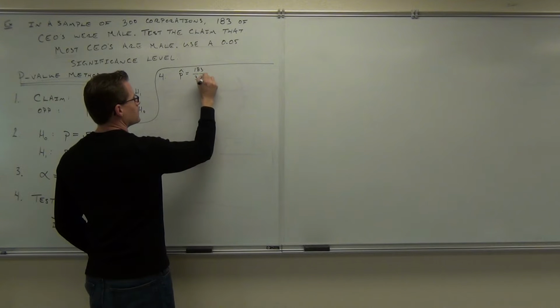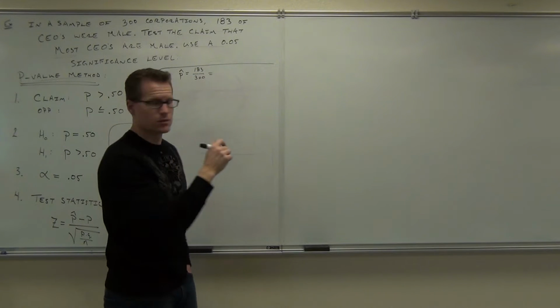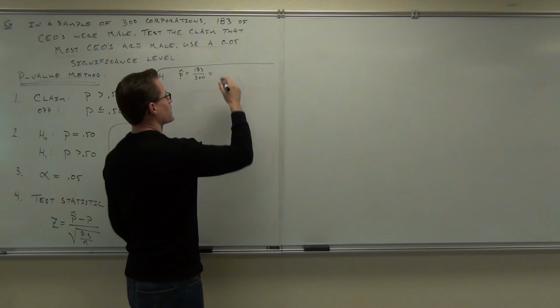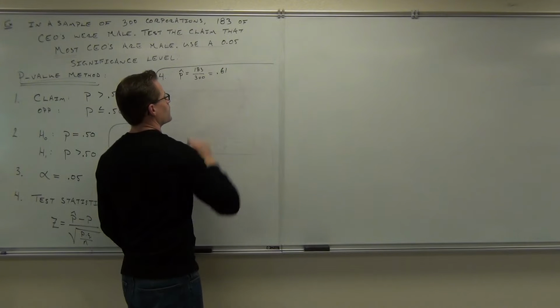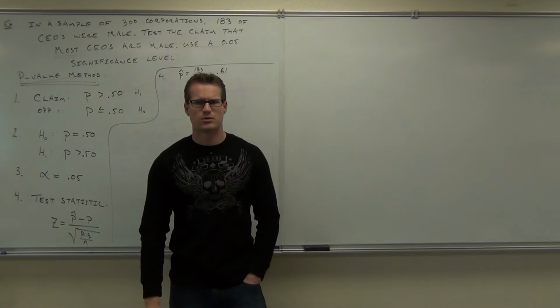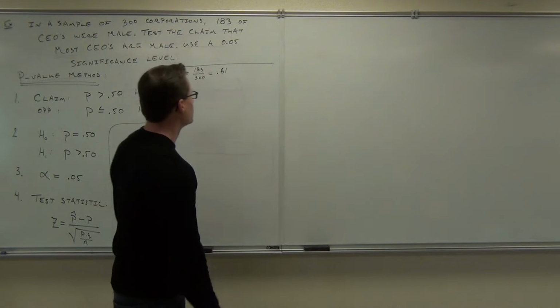Perfect. How much is your p hat? 0.61? Rounded? Or is that it? Sweet, I like it. It's easier. 0.61. You okay on finding p hat? P hat's never a whole number. P hat's always a decimal, between 0 and 1. That's what a proportion is, by definition.